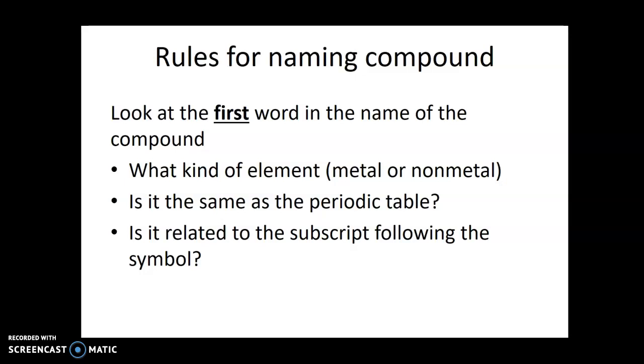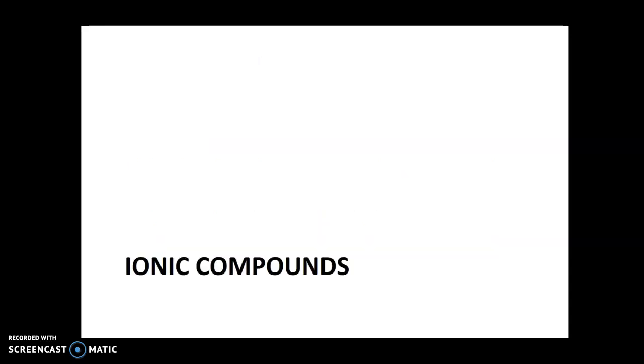So I'm going to go through some examples now, and before we get started, what I want you to notice as I'm going through the examples is, first, I want you to look at the first word in the name of the compound. What kind of element is it? Is it a metal or a nonmetal? Is the name in the compound the same as it is on the periodic table? And also, is it related in any way to the subscript following the symbol of the element in the compound formula? So here we go with a set of ionic compounds.